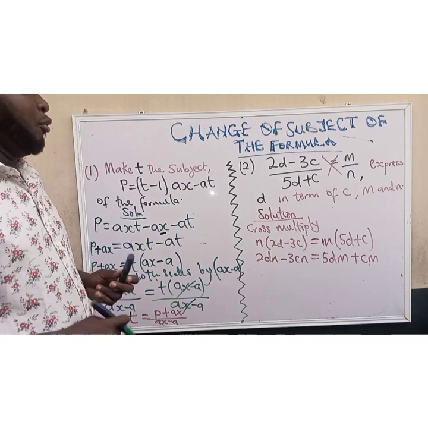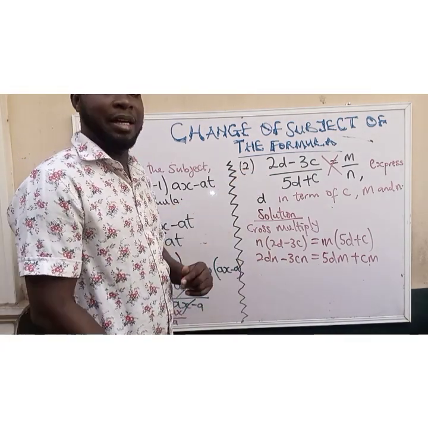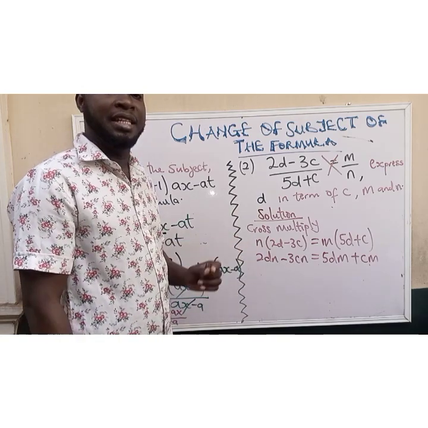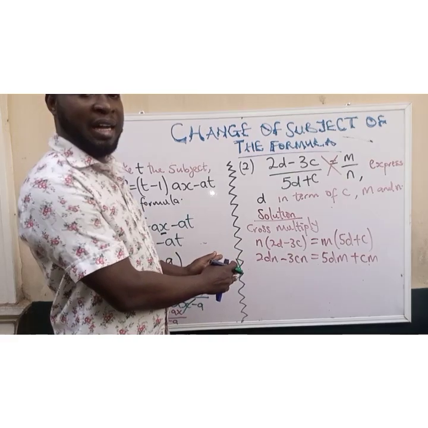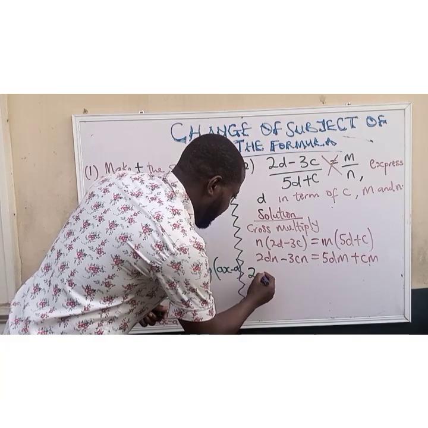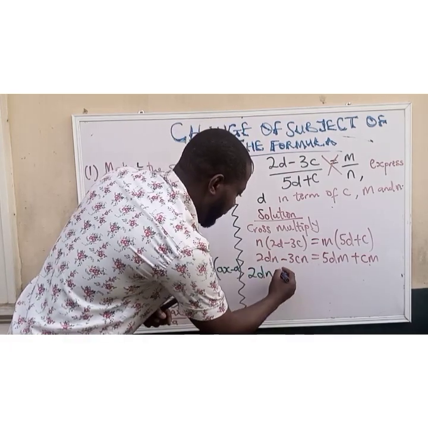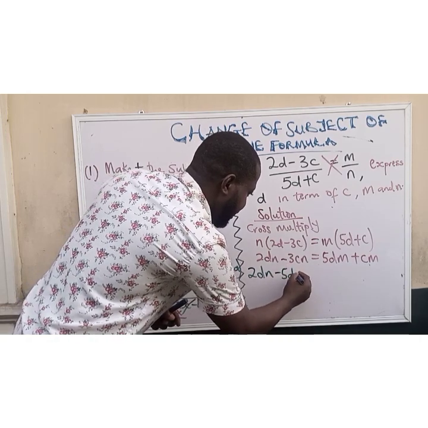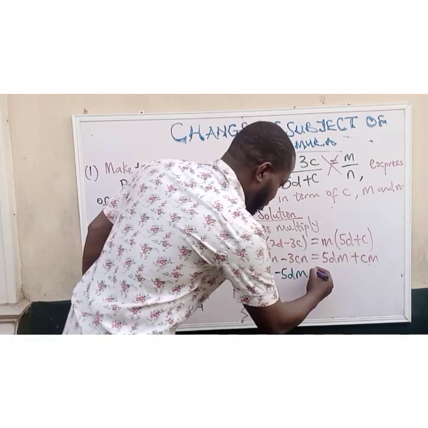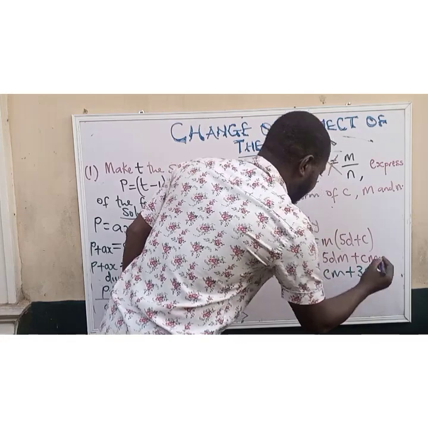Now we are making d the subject of the formula. So in that case, we collect like terms. We make sure that all those that involve d are at one side and others move to the other side. So let's look at this. 2dn minus 5dm. These two involve d, equals cm plus 3cn.